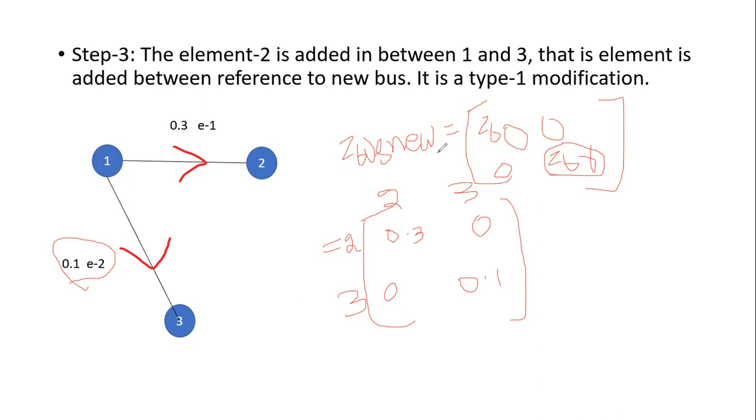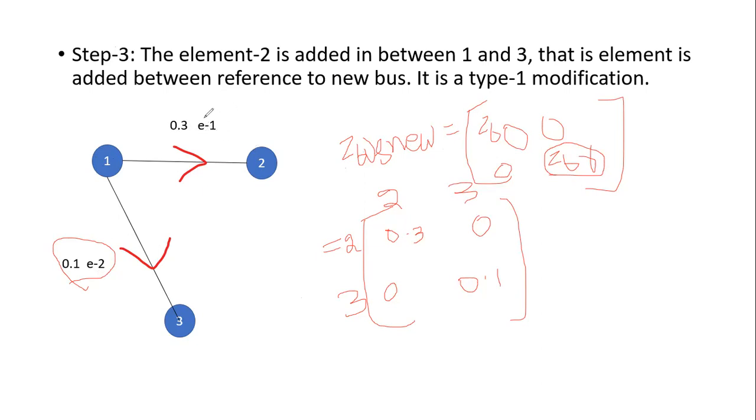This is the Z bus new matrix after completing step 3. In step 2, we are adding element 1. In step 3, we are adding element 2. In steps 1, 2 and 3, we have the same modifications, the type 1 modifications. Why? Because both the elements are connected between the reference and the new bus.